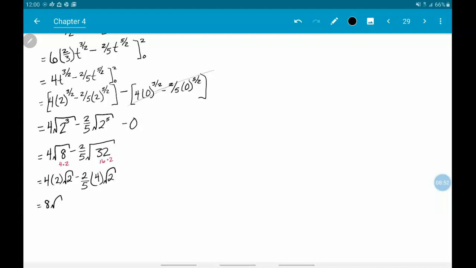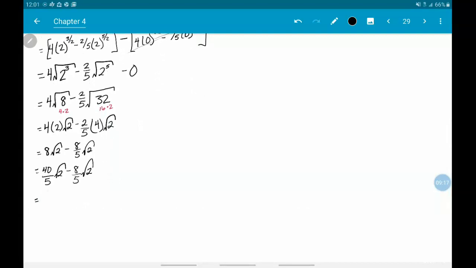So now we have 8 square root of 2 minus 8 over 5 square root of 2. So both of these have a square root of 2. We can combine these by getting that common denominator. 8's the same thing as 40 over 5. So then 40 over 5 minus 8 over 5 means we have 32 over 5 times square root of 2. So there's our final answer.